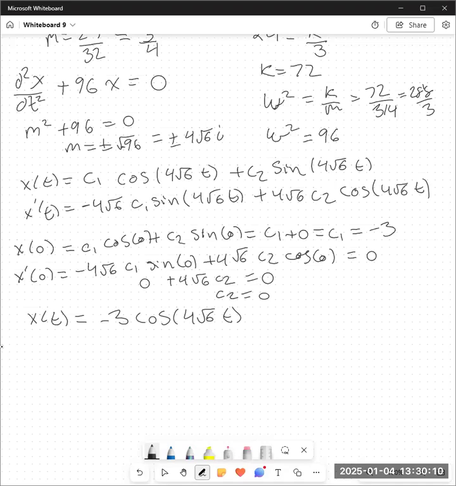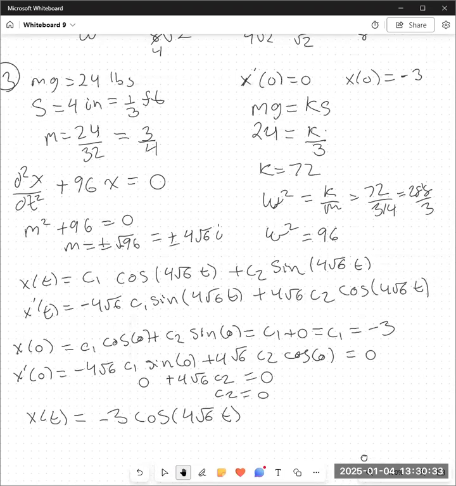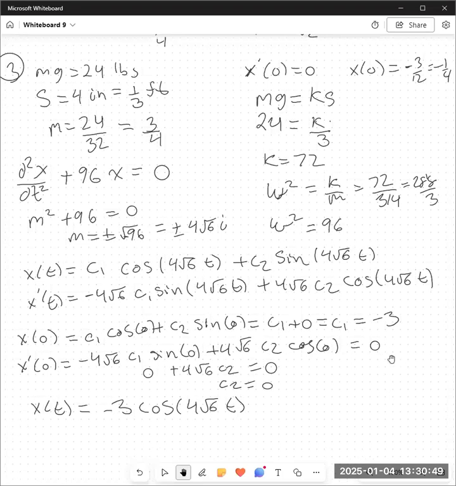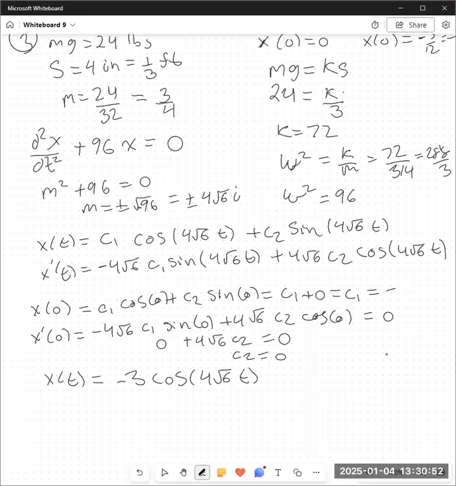What did I do wrong here? I'm sorry, this is not -3. -3 was in inches, so my fault. -3 inches is -3 over 12, which is -1/4. So this is -1/4, and that is -1/4. Always remember to convert your inches to feet.